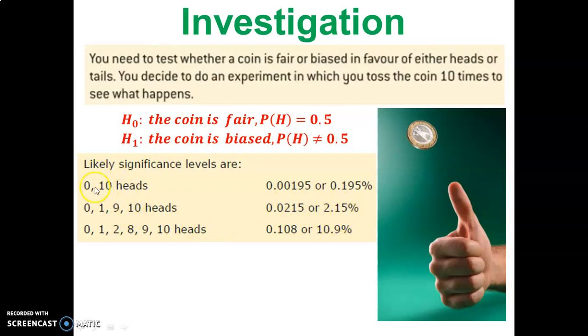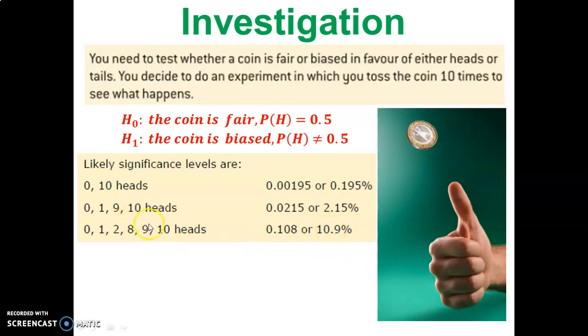We could also have been more strict with our selection, which is, we will reject it if there's 0 or 10 heads, and the chance of that is only 0.195%, even smaller chance that will happen. Or we could have gone more broad with our selections, so 0, 1, 2, and then 8, 9, 10. And the chance of that happening is 10.9%.